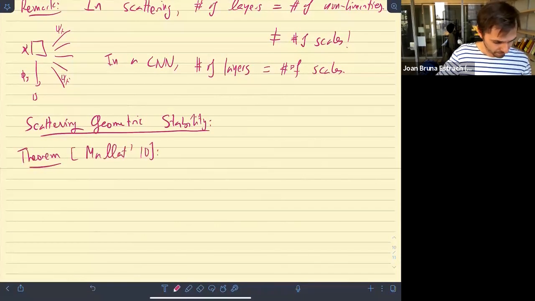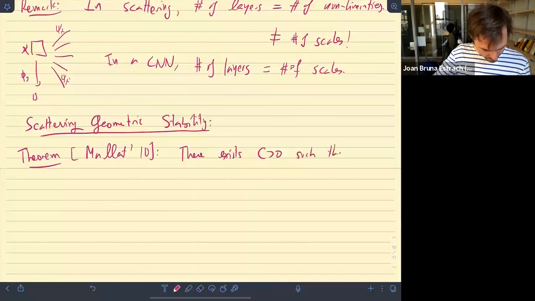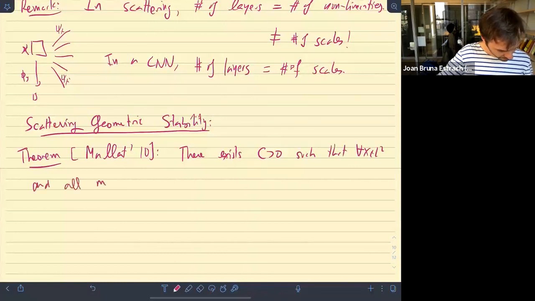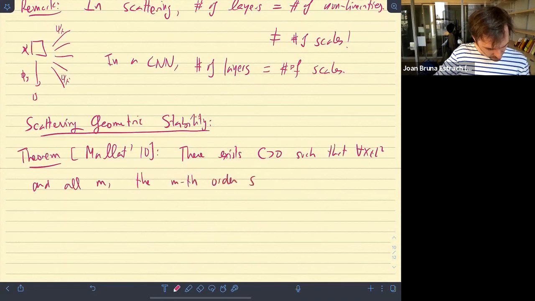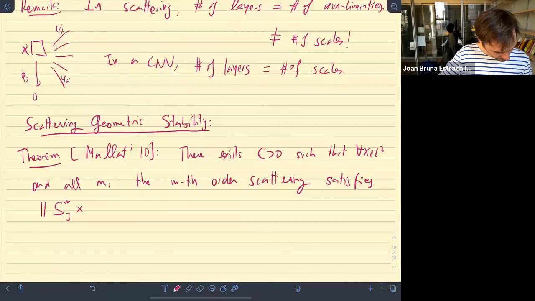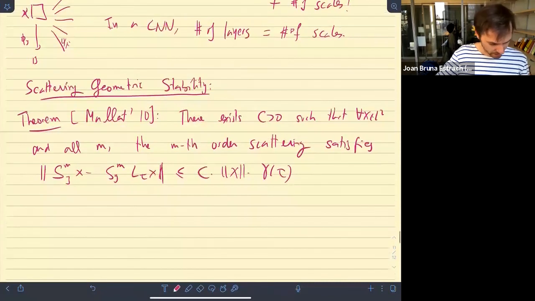There is a constant such that for x in L2, and all M, the mth layer of the scattering satisfies a bound in terms of the deformation, times M.